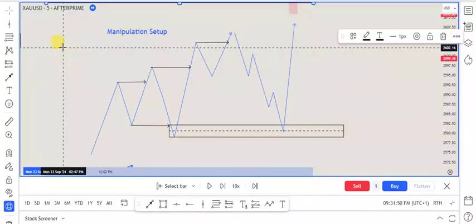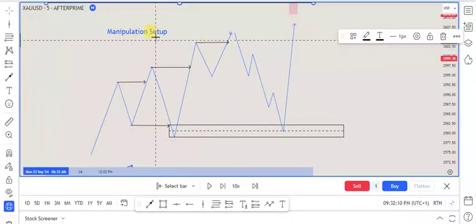I'm going to run the explanation before I go to the chart to show you how to spot manipulation and how to spot your flag limit setup. So these are the two setups I will show you, and you use them to make a lot of money in the forex market. Now the first one is the manipulation setup.